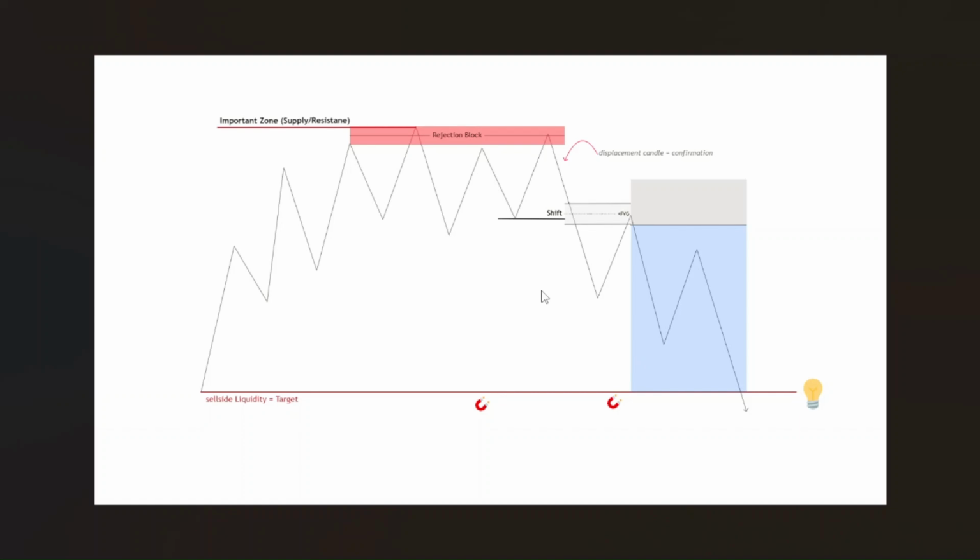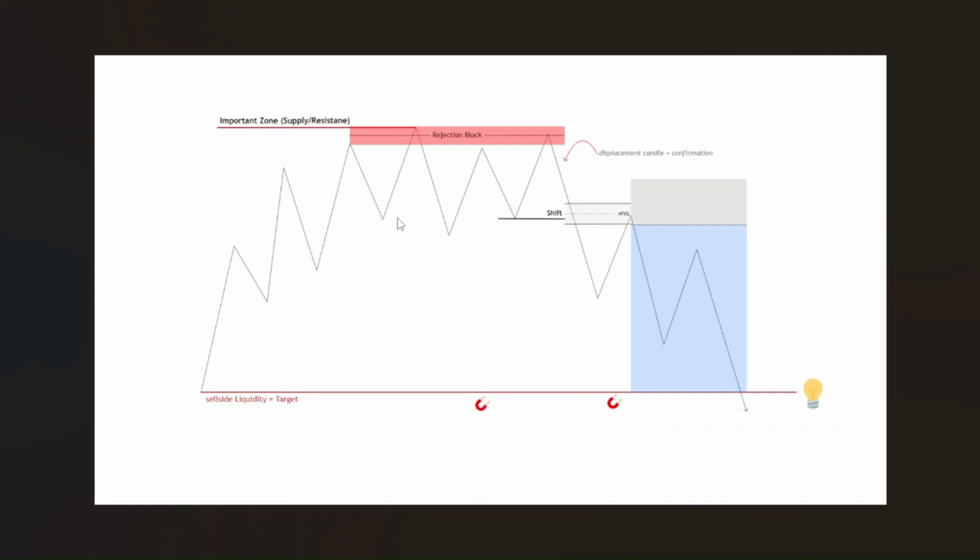This is an example of how to trade a rejection block, and I think these are bearish examples based on the sales that you can see right there. All right, so this is the structure of how to spot a rejection block. You want to see price pushing up: higher low, higher high, higher low, higher high, higher low, higher high, higher low, higher high, higher low.